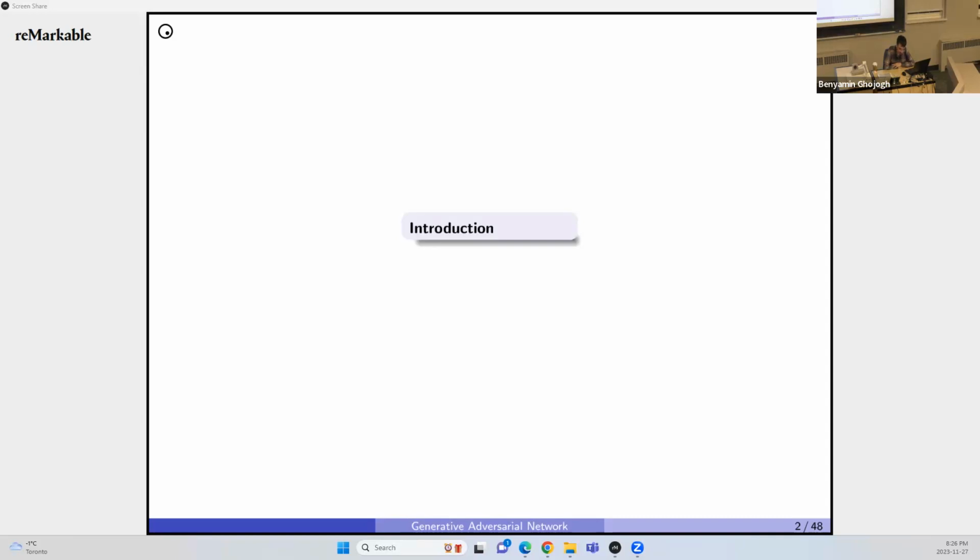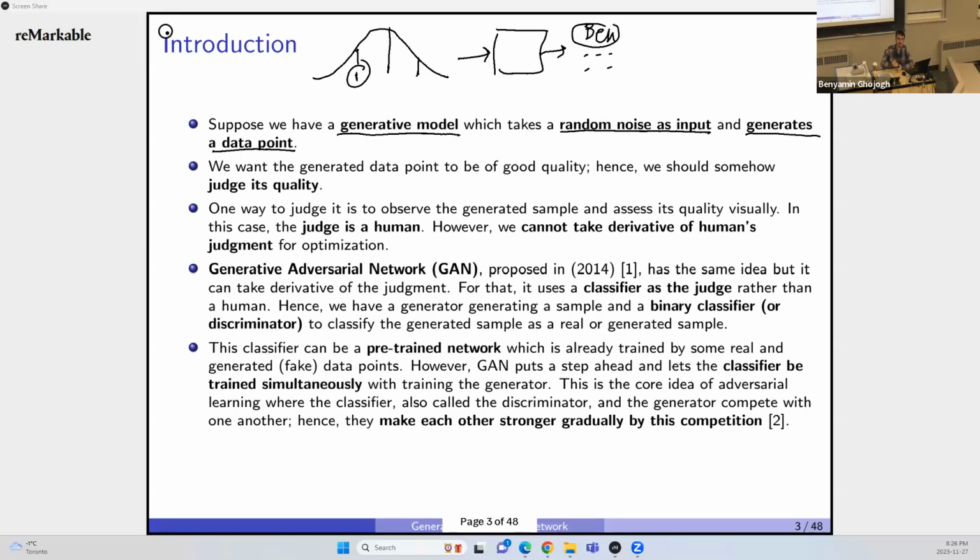So then it's a good idea, but he went a step further. He said, why do I use a pre-trained classifier? Let me train the classifier at the same time that I'm training the generative model. Let me train them simultaneously, rather than using a pre-trained network, right?